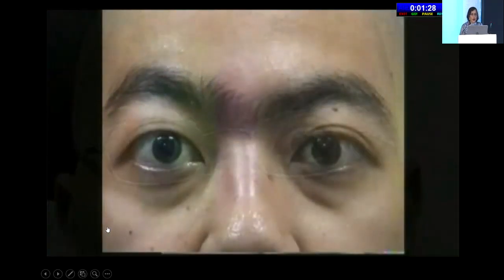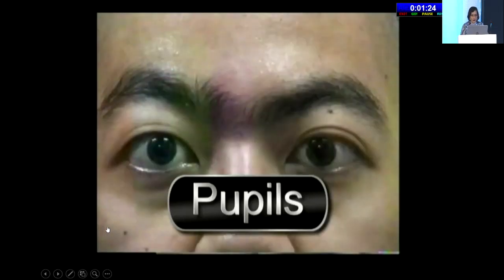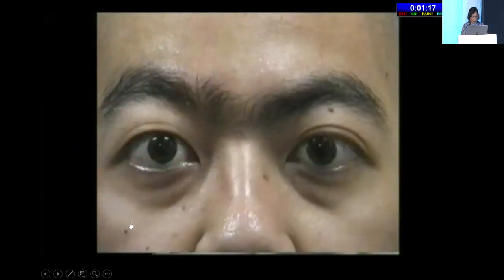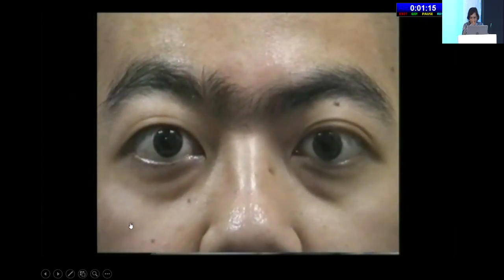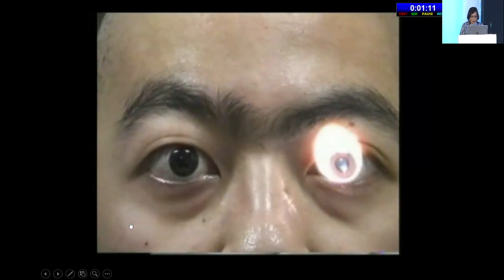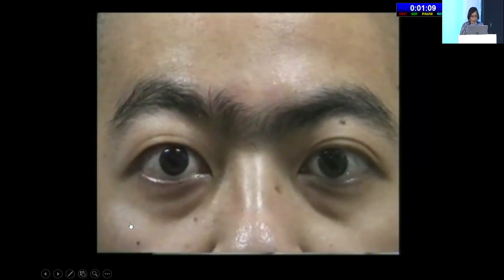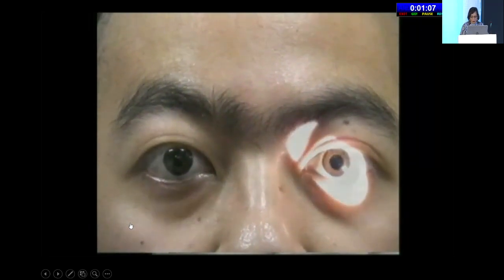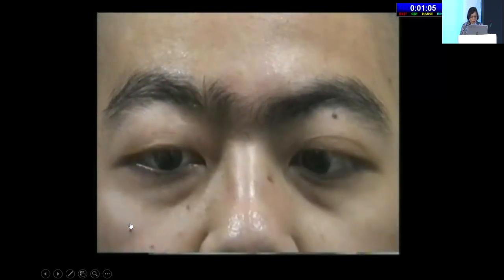So what next would you like to do? Any guess from the audience? We want to check the pupils. I'll show you a video of the pupillary exam. We are just checking the pupillary light reaction. This is for light, which is for distance, of course. You can see the pupils look a bit dilated and do not want to react.